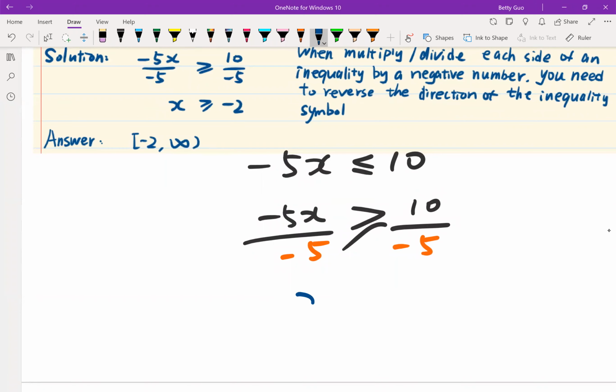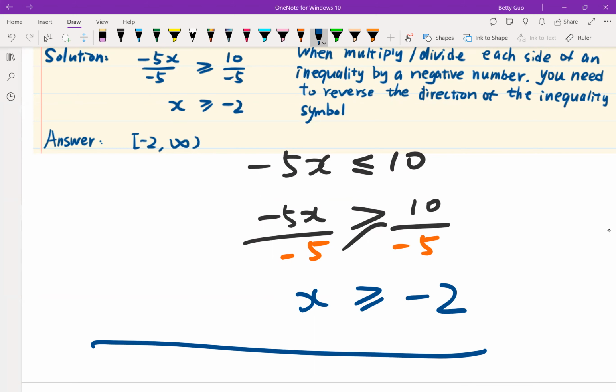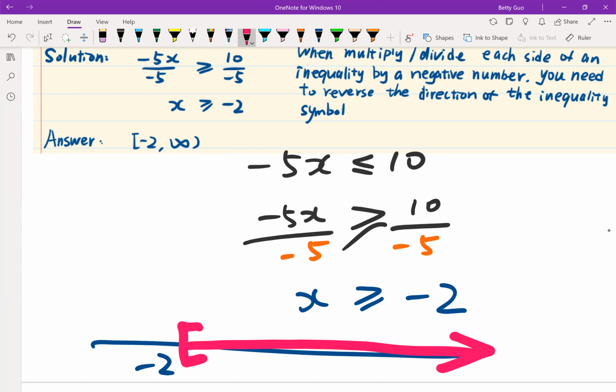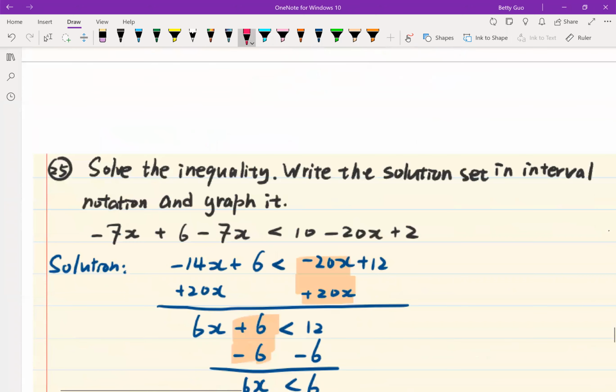Negative 5 over negative 5, x is isolated. On the right-hand side, 10 divided by negative 5, we have negative 2. So in the real number line, we have a negative 2 right here. So we have a bracket, left closed, because negative 2 is a part of the solution. This is the interval, negative 2 to positive infinity, left closed, right open. Number 25.